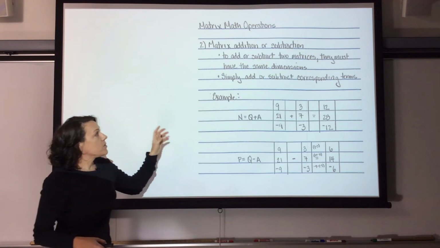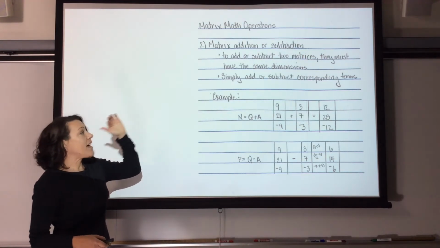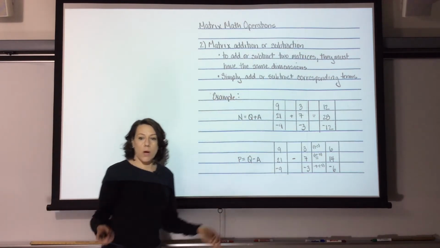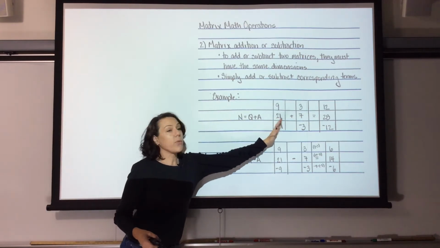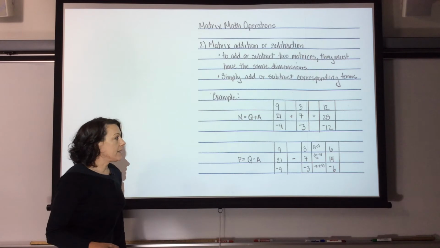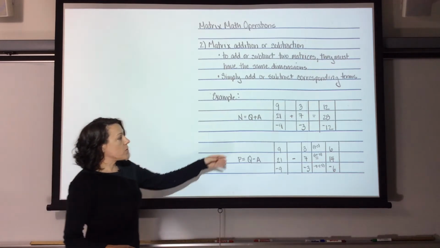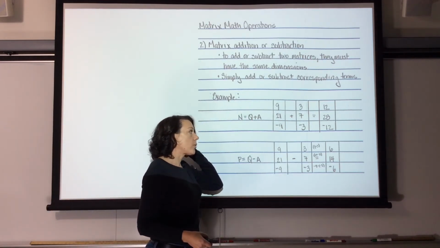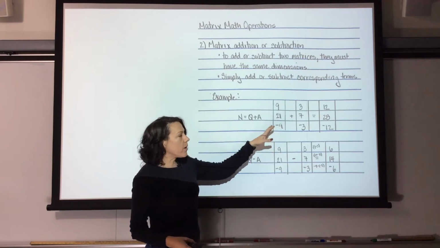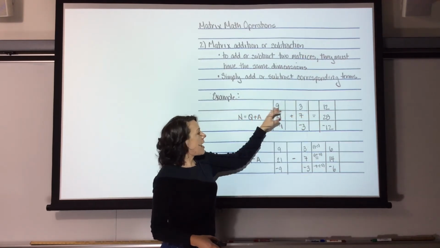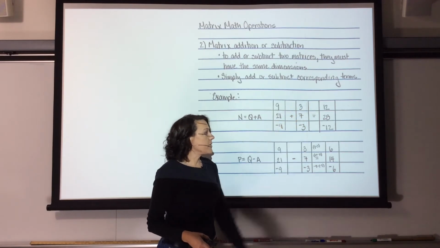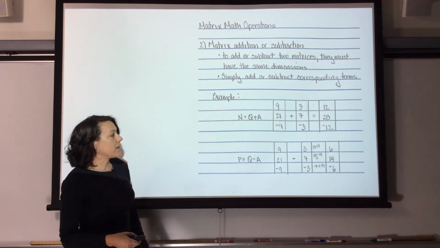When you're having to add or subtract matrices, they have to have the same dimensions: 1 by 1, 2 by 2, 3 by 3, 3 by whatever. Both of the matrices have to be the same in rows and columns. So these two have 3 rows, 1 column. So you're just adding straight across. 9 plus 3 is 12, 21 plus 7 is 28, negative 9 plus negative 3 is negative 12.